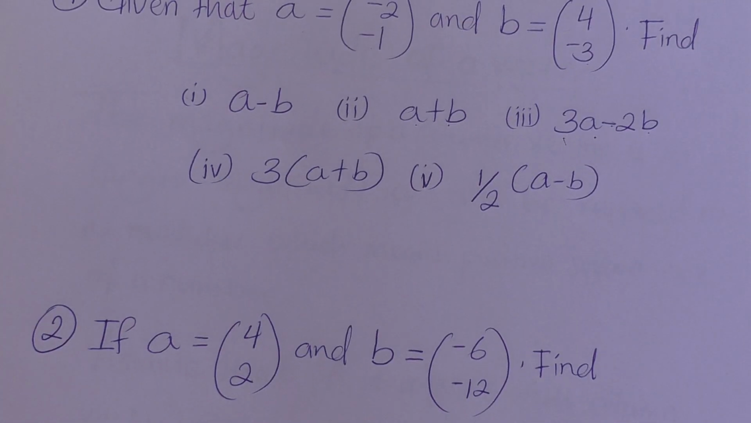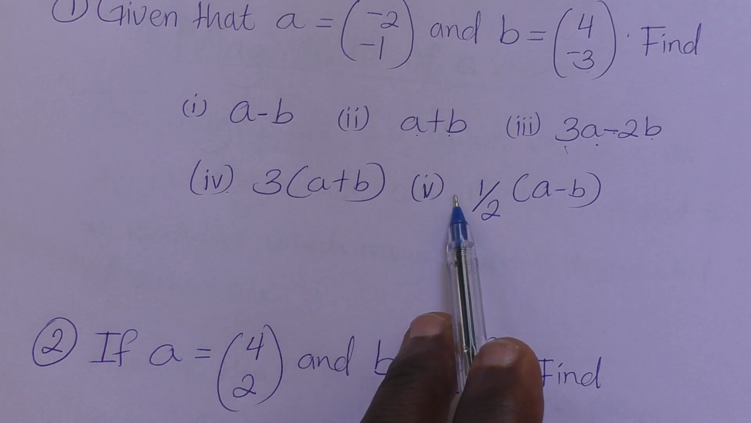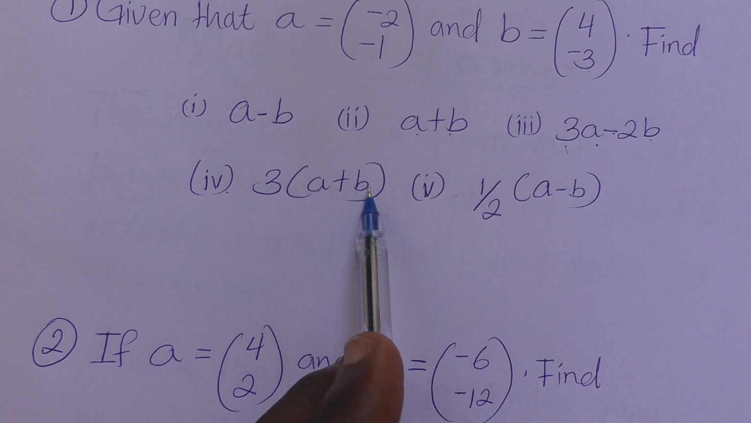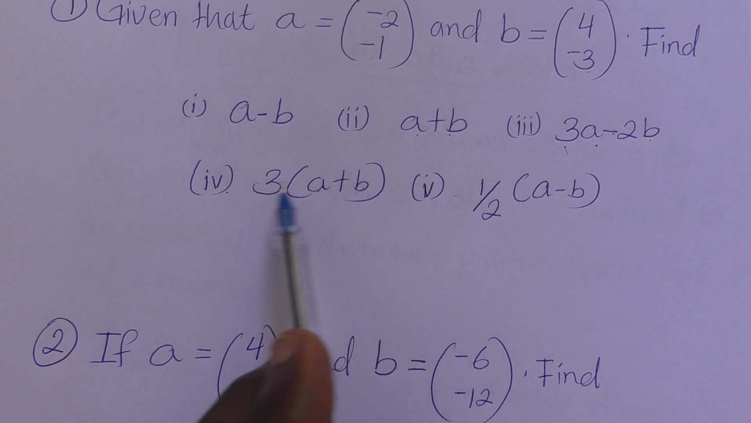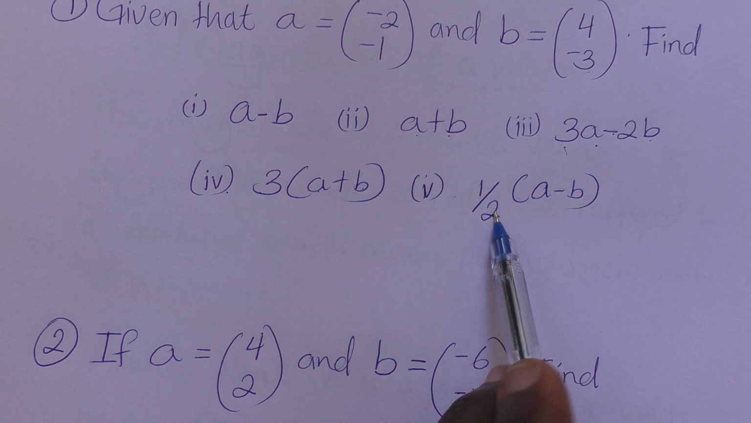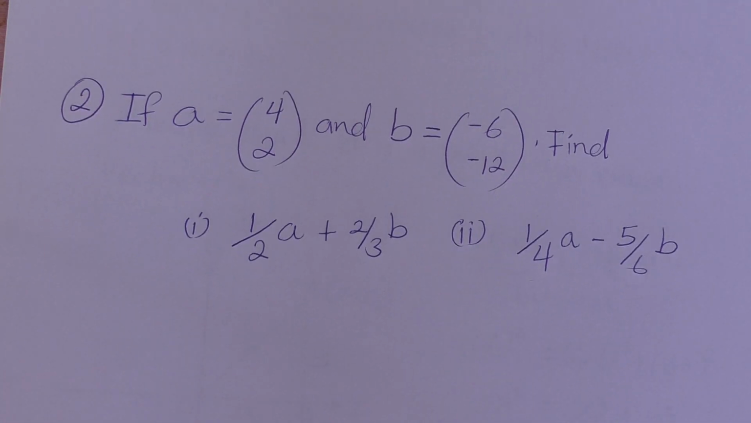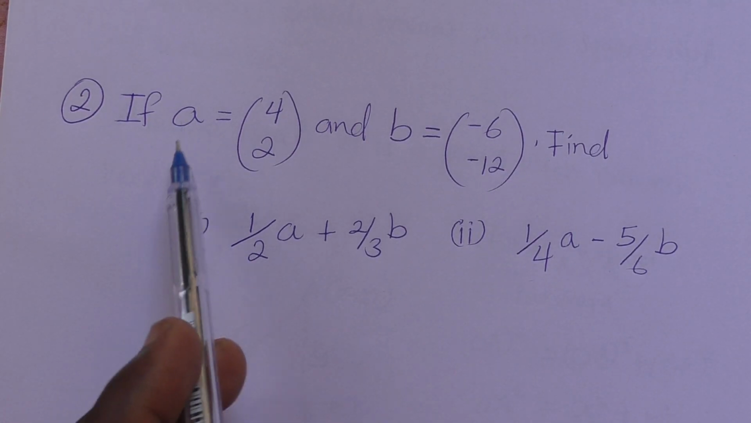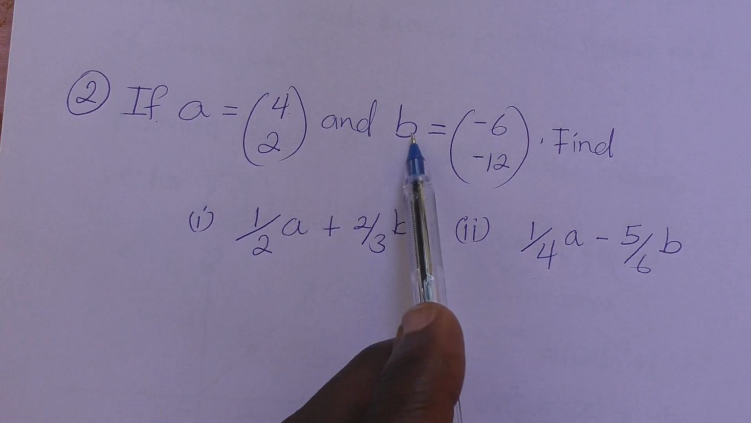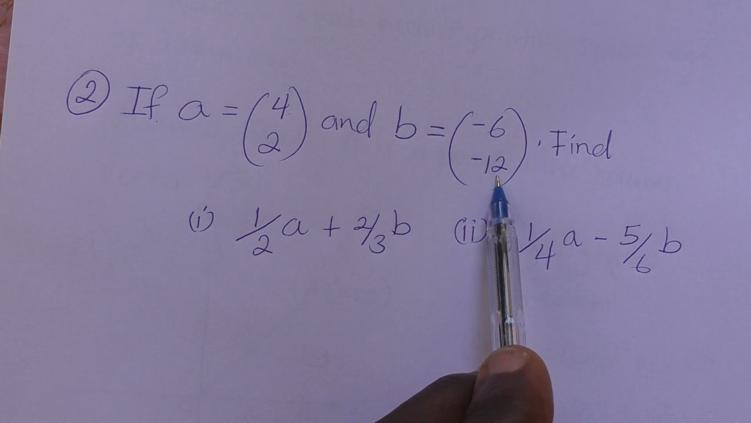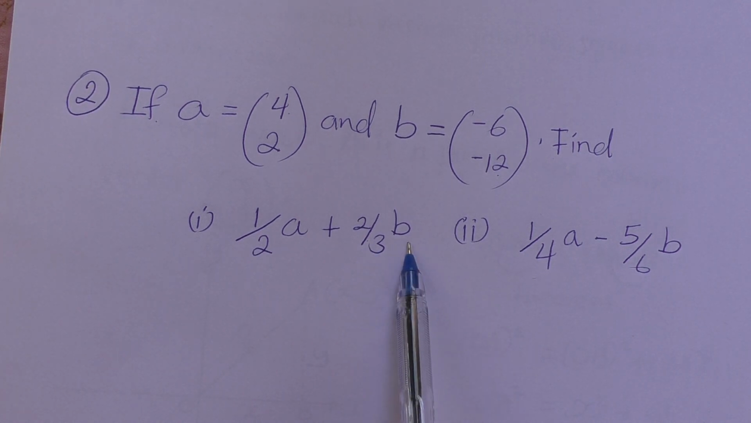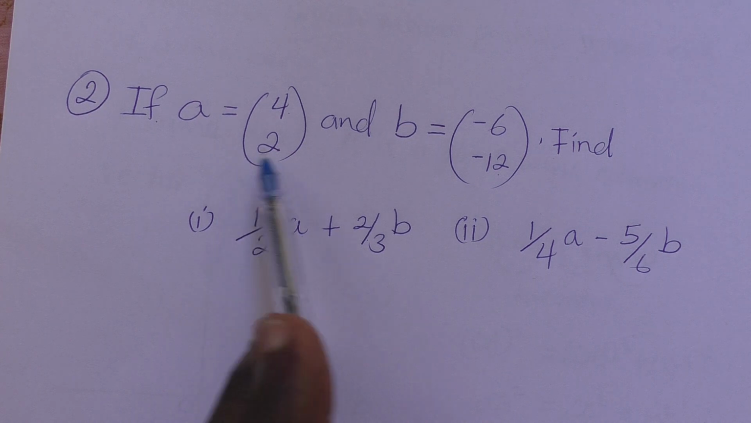Otherwise, I want you to try the fourth and the fifth trial questions. Here we shall first of all add a plus b and then multiply the result by 3. The same applies in this. We first subtract and then multiply the result by a half. Otherwise, you also try number 2, which says that if a equals 4, 2, and b equals negative 6, negative 12, then we find a half of a plus 2/3 of b. So these are scalars multiplying a and b.